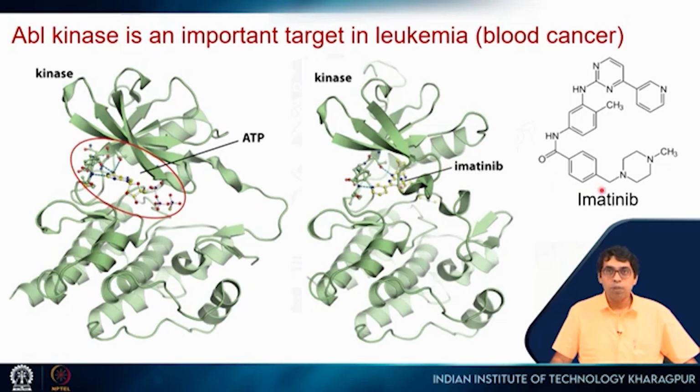So, how does imatinib look? It looks like this, and if you consider the structure of ATP, you will see they look very different. So, how did people come up with a structure like this? That is something called drug design, and we will see it in this particular example.